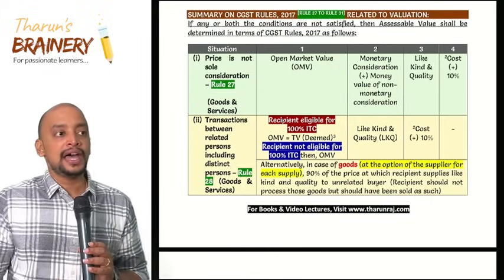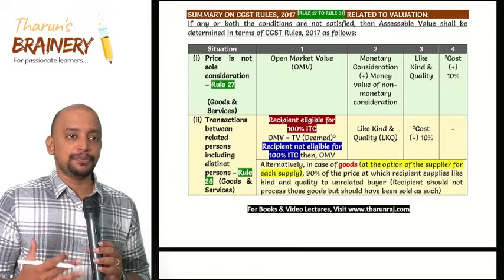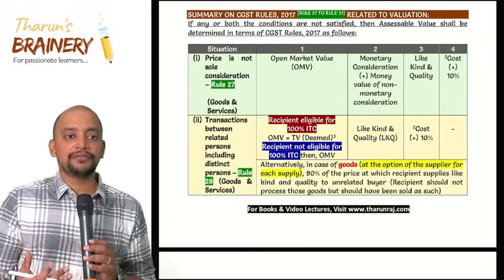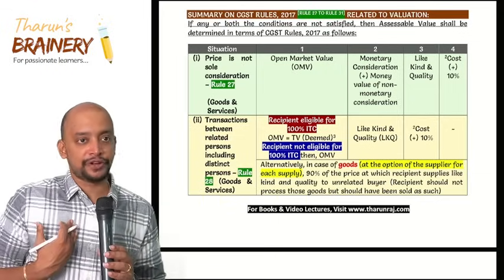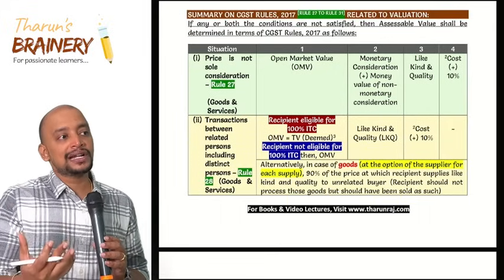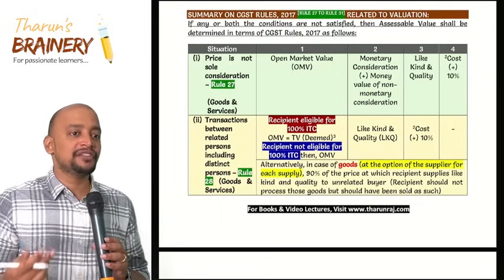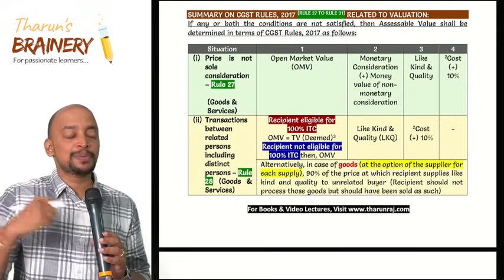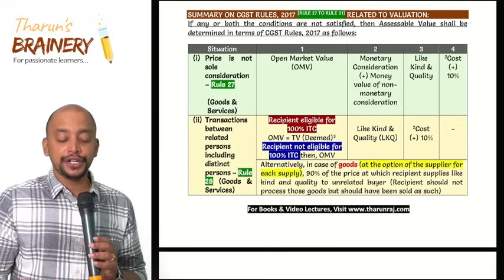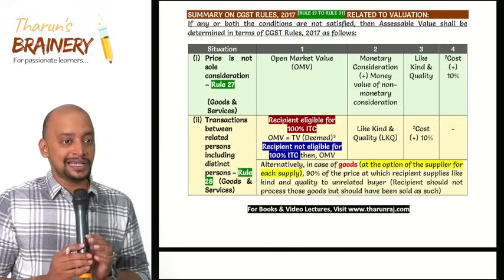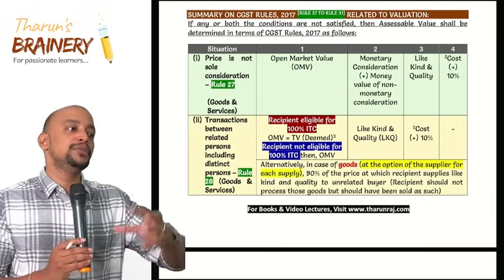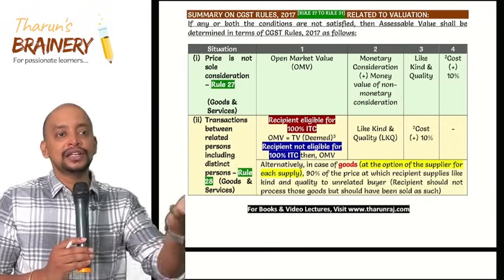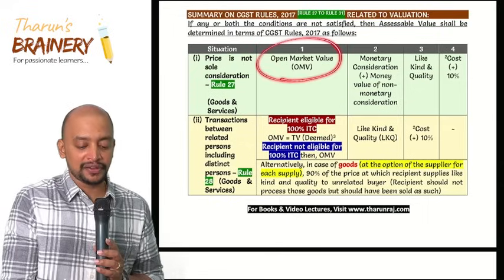For example, I am selling you a brand new TV in exchange of one old TV. Now in this case, price is not the sole consideration for me, because I am getting partly in the form of money and partly in the form of old TV. So I need to take the open market value. That is, as on today, the price at which this new TV will be sold to an unrelated party, that should be taken. That is open market value.